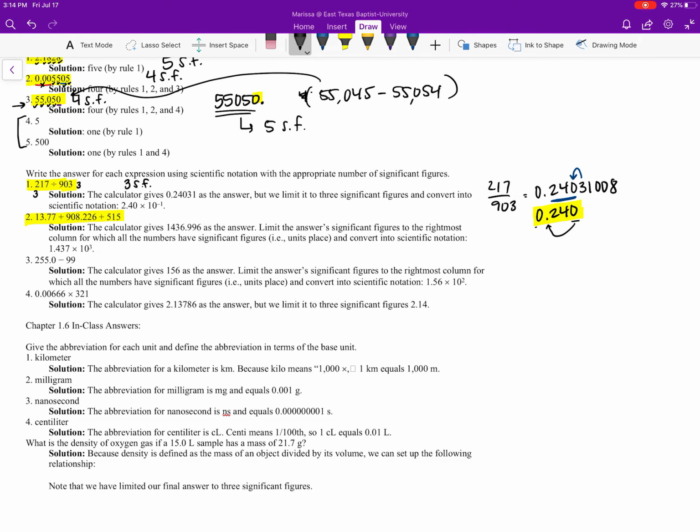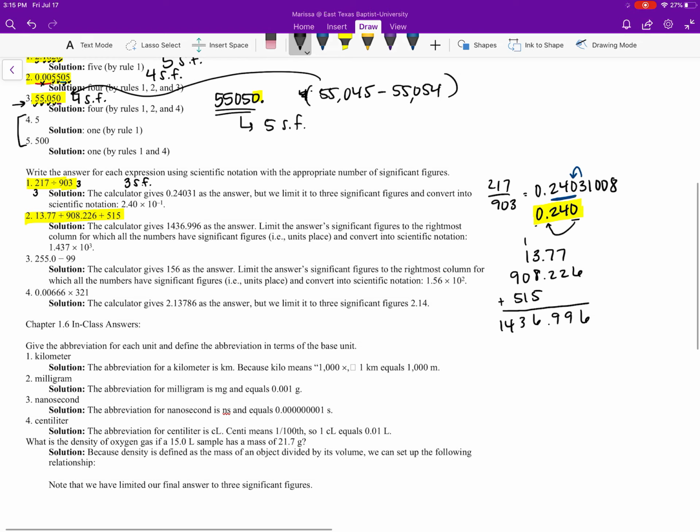The second one is an addition problem, and the way to do addition and subtraction problems is to line up the decimal places. So in this case, I'm going to add everything up just like I have always done. We're not going to change the way that you are doing your addition or subtraction.